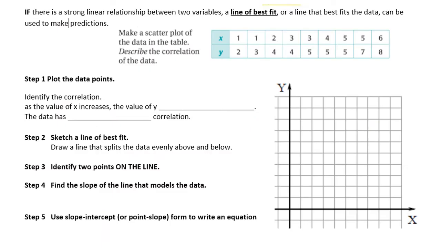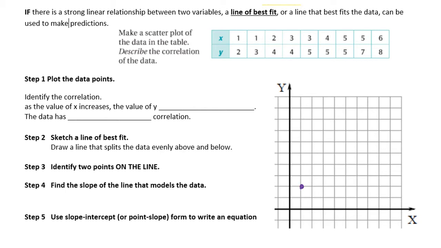Sometimes, by just looking at the scatter plot, we can create a line that could possibly represent the scatter plot. And this type of line is called a line of best fit. That's the line that can best represent the situation. Let's look at our x and y values and graph them.